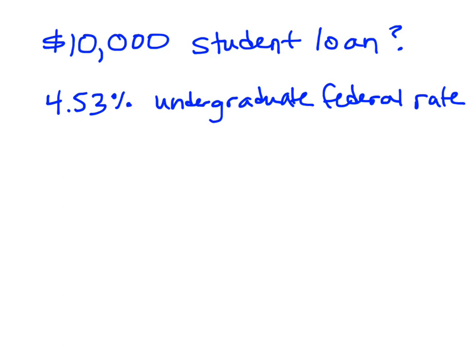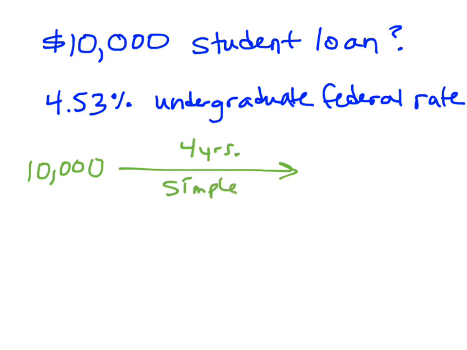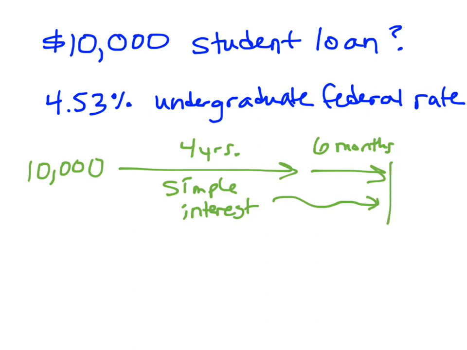While the student is in school, the loan will accrue interest. However, it's simple interest during school. So $10,000, and for 4 years, it just accrues simple interest. Then there's usually a grace period of 6 months after graduation, and simple interest does accrue during that time as well. And then at that point, usually the repayment period begins, and typically a student will pay for 10 years. But that interest doesn't stop accruing, and in fact, after the 6 months grace period, it switches over to compound interest.